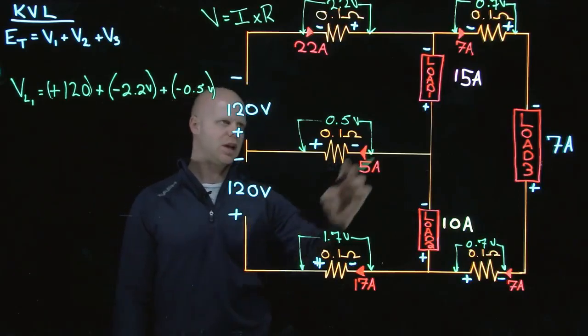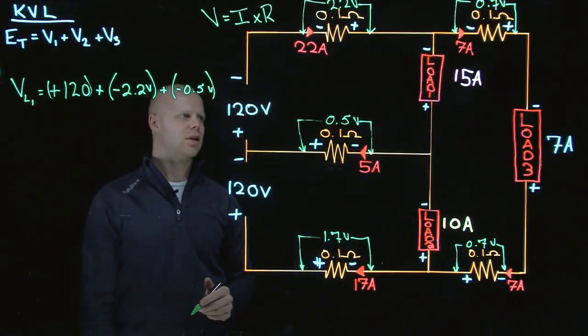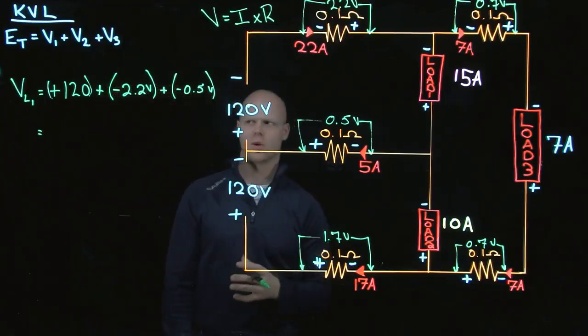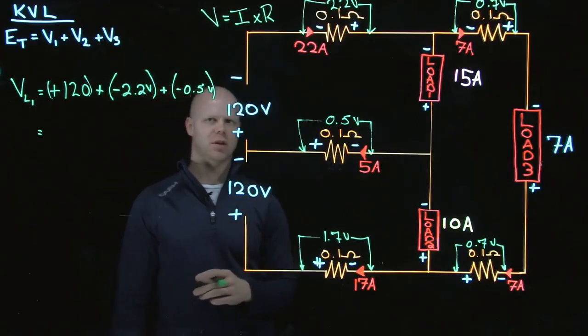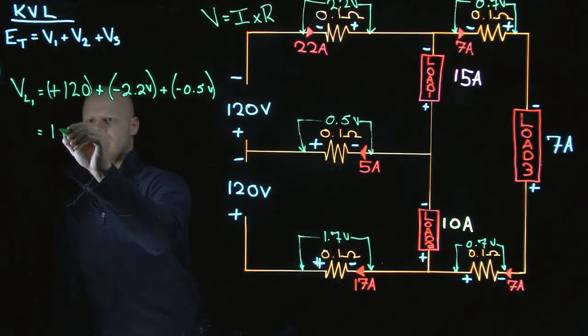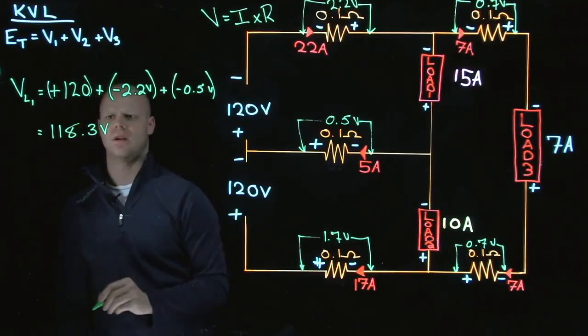Okay, and this is what I am going to use, and this is how I'm going to solve for what that voltage actually is. So what I do, 120 plus a negative 2.2 plus a negative 0.5, I should come up with 118.3 volts.